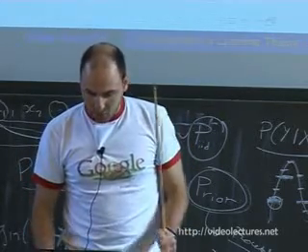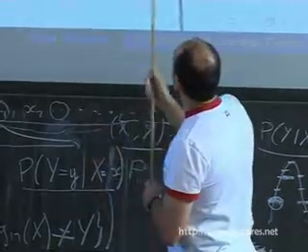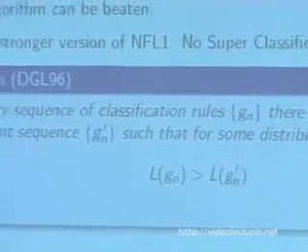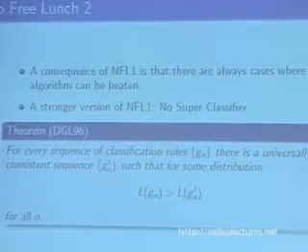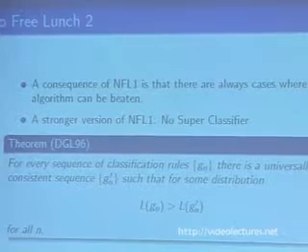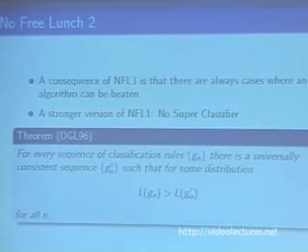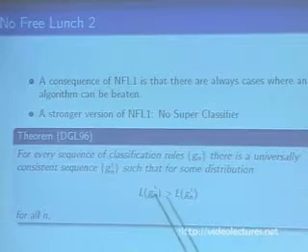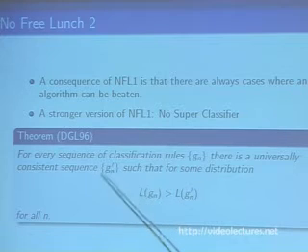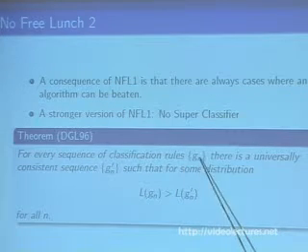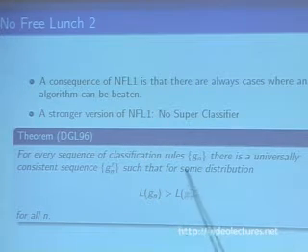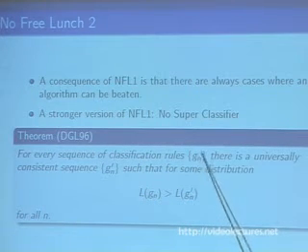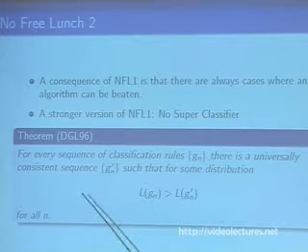Okay. So the point is that there are always cases where algorithms can be beaten, and you can actually make a stronger statement within that. Now in this IID framework, for a given fixed probability and for the normal error, the expected error, what you can prove is that for any sequence of classification rules D_n, meaning an algorithm that for any sample size gives you some model, right? So you can think of this as an algorithm. For any algorithm, there is a universally consistent algorithm.